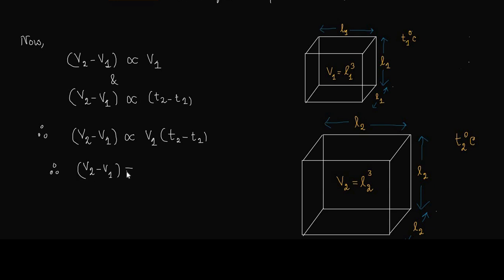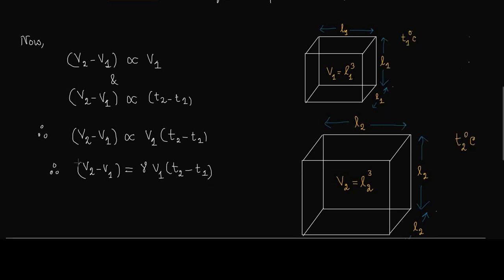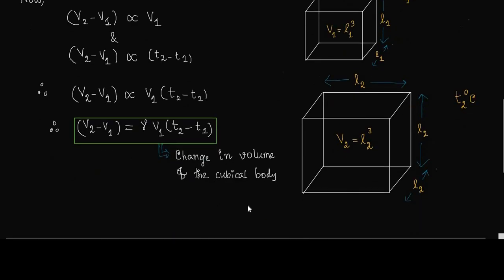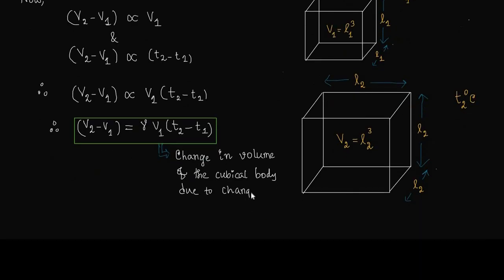Therefore, V2 minus V1 is equal to gamma V1 into T2 minus T1. That is the change in volume of the cube or cubical body due to change in temperature by T2 minus T1 degree Celsius.